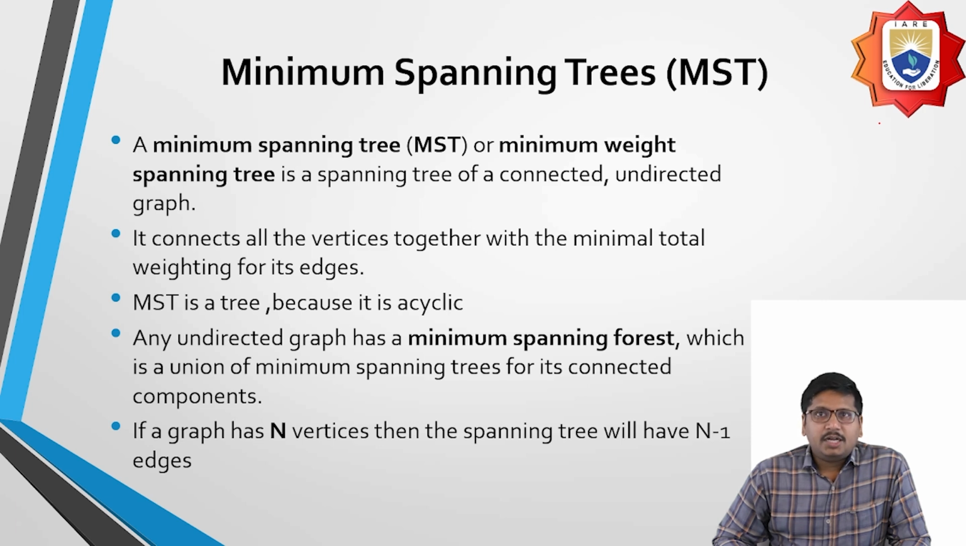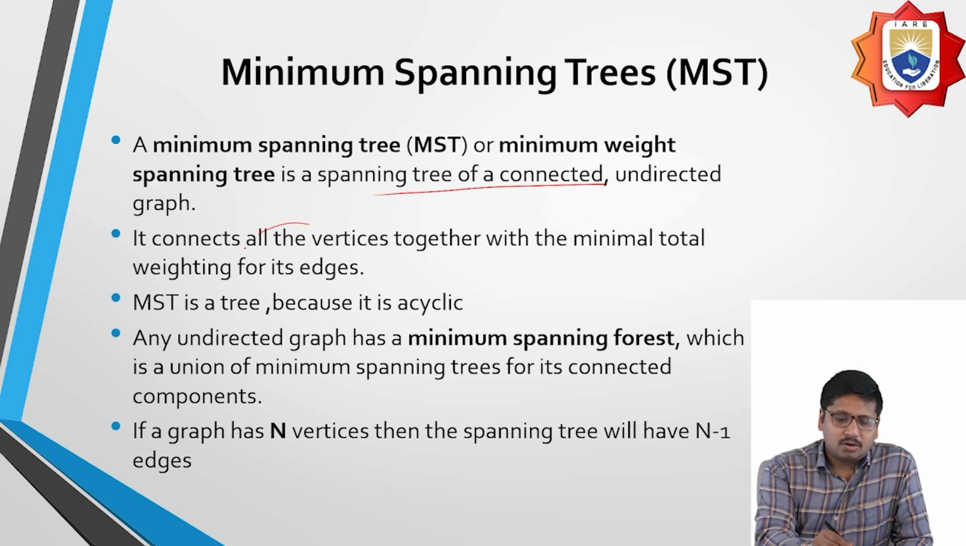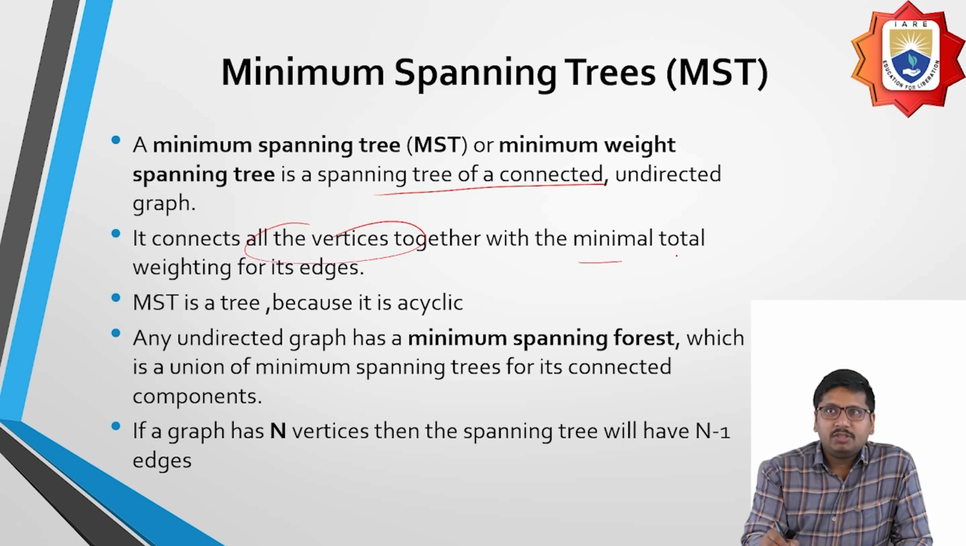For any undirected graph, the minimum spanning tree forest should be a union of minimum spanning trees for its connected components. And if a graph has n vertices, then the spanning tree will have n minus 1 edges. So the minimum spanning tree or minimum weight spanning tree is the tree of a connected undirected graph, and here all the vertices are going to be connected with minimum total weights.